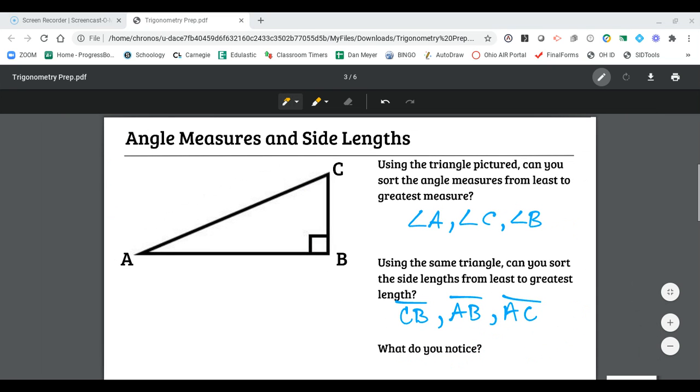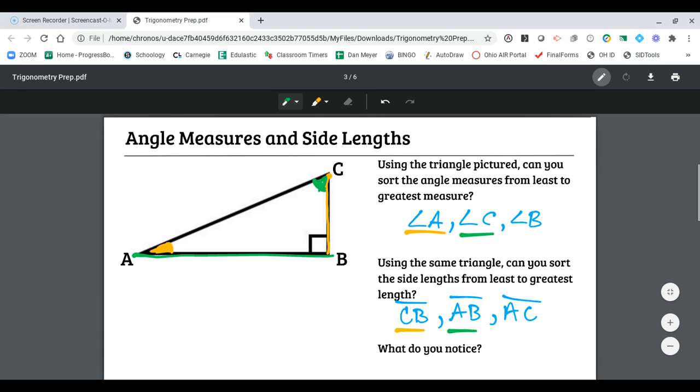The question that we're asking is, what do you notice? Well, angle A is right here, so that'd be this corner, and it is across from side length CB. What do you notice about those two? Angle A was my smallest measure, and side length CB is my smallest length. And let's see if that holds true for the others. Angle C would be up here, and then it is across from AB. Angle C is my middle measure. Side length AB is my middle length.